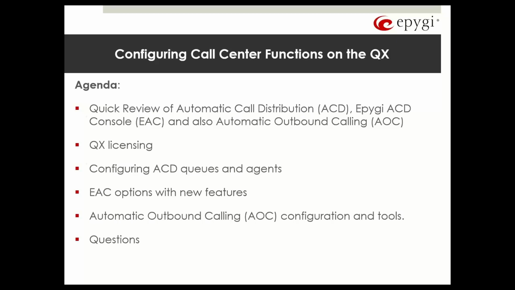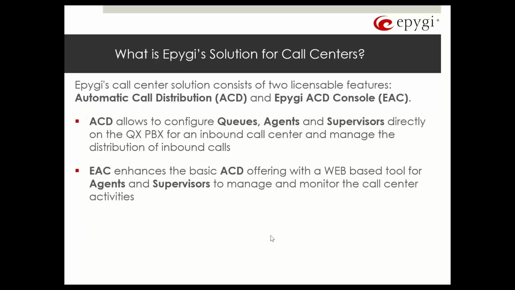All right, we're going to do a quick review of ACD, EAC, and AOC. We'll look at the QX licensing, configuring ACD queues and agents, along with EAC options with the new features. The automatic outbound calling, we're going to go over that and show how that's configured and look at the tools, and follow up with any questions that you might have at the end.